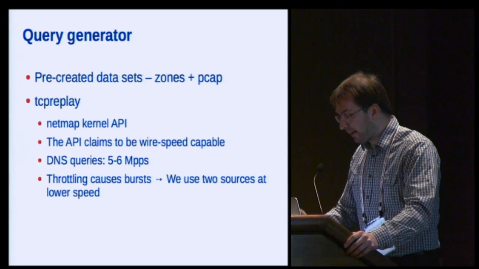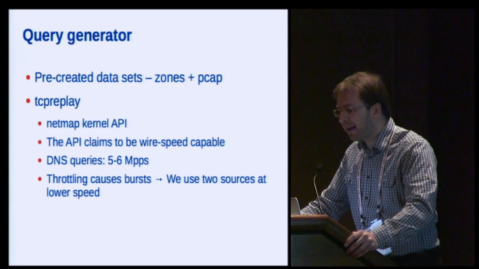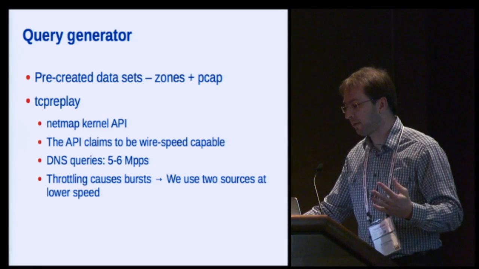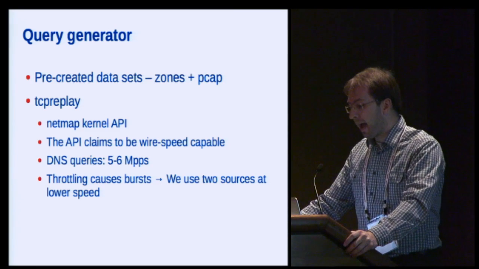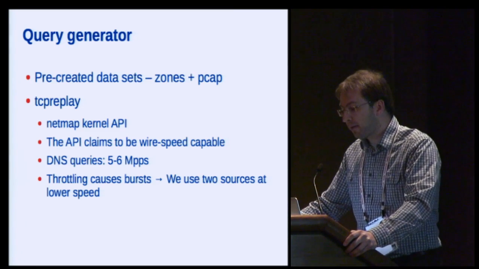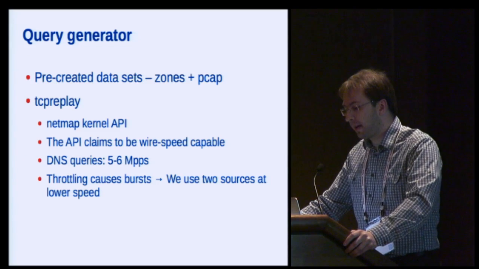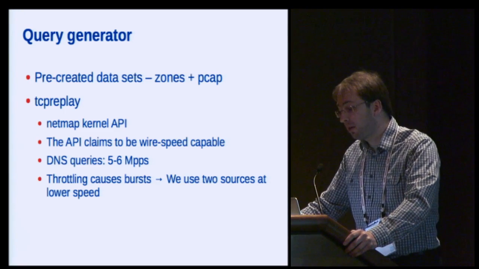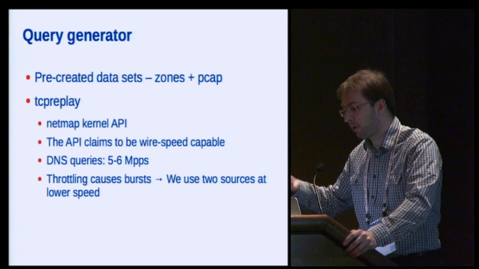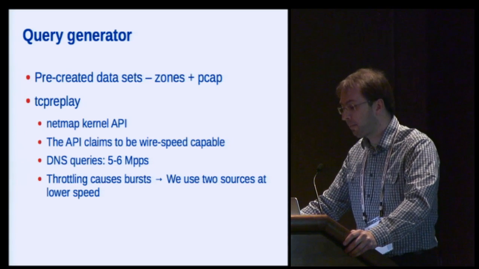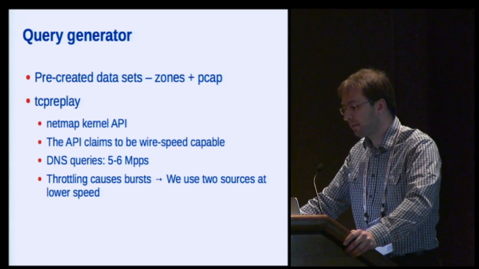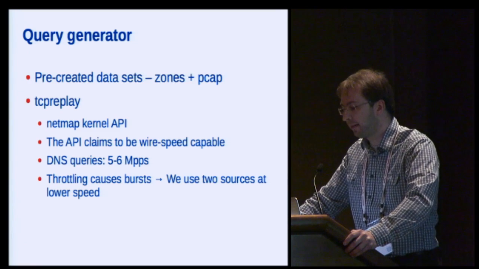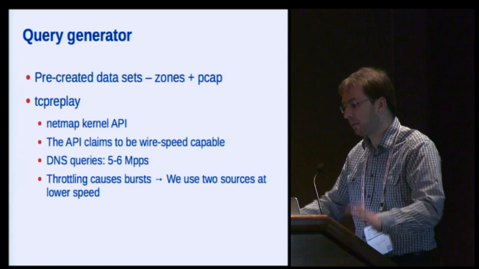There is one particularly interesting piece of software inside the package, and that's the query generator, because we need to generate a lot of queries and send them to the server. For that we use tcpreplay, and it's a really interesting piece of software because it uses the netmap kernel API, and this API claims to be wire-speed capable, which means that it should be able to send a theoretical maximum of 14 point something million packets per second. But with DNS queries, which are bigger, we can send something like 5 or 6 million queries per second from a single server.